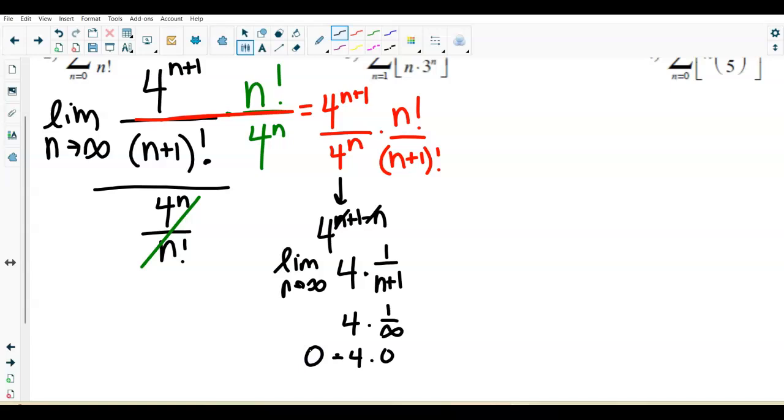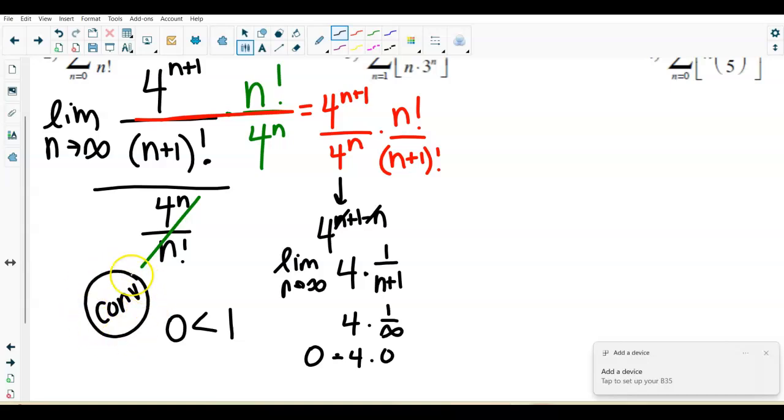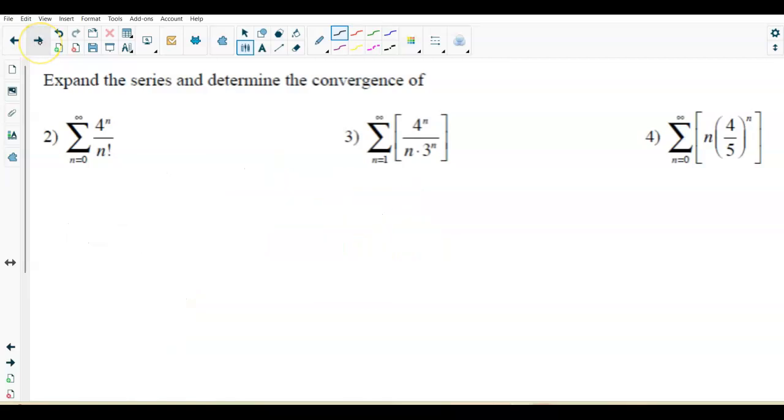Because our limit is smaller than 1, we know this converges. Okay, so the process is actually very similar to what we've seen in the past with our convergence and divergence comparisons, but now it's just the n+1 term. All right, let's see this with our next problem.